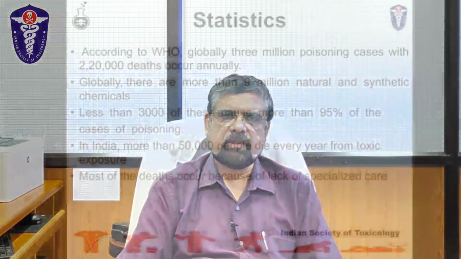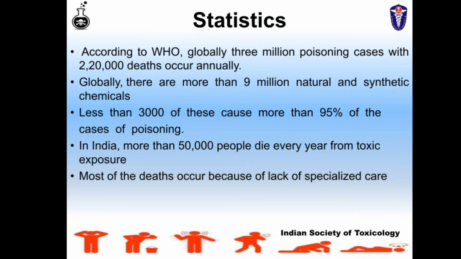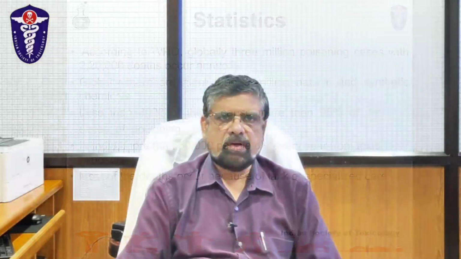In India, the statistics that we have say that more than 50,000 people die every year from toxic exposure, which I think is a gross understatement. It must be in lakhs, I feel. But we don't have accurate statistics, so we have to look at the figure from a definite point of view, and definitely there are more than 50,000 deaths that occur every year. But I should say that it is an understatement, I repeat that.